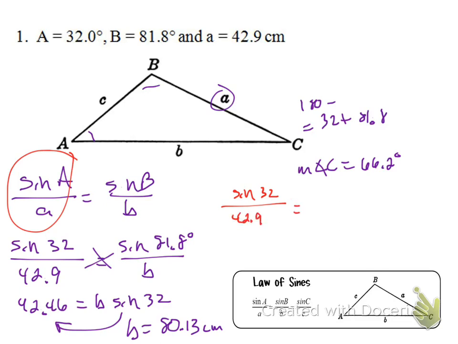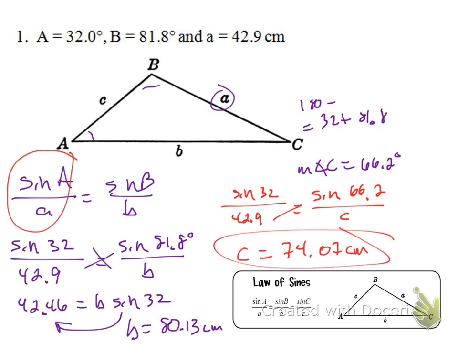all your other calculations. So, sine of 32 over 42.9 is going to be equal to the sine of C. No choice but to use 66.2 here over C, and then we're going to cross multiply and get C. That means taking 42.9 times the sine of 66.2 and dividing it by the sine of 32 degrees, which you should get as 74.07 centimeters. And now we've got everything. We've got C, we've got the measure of angle C, and we've got the length of side B.